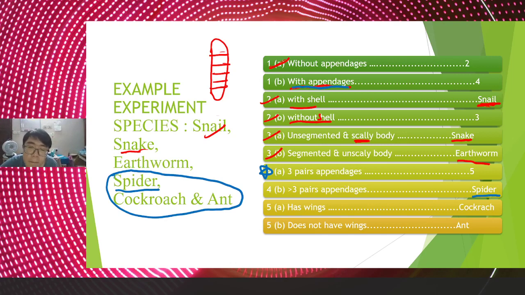So for 3 pairs of appendage, you go to equation 5. Equation 5A and 5B are has wings and does not have wings. So the one that has wings is cockroach.